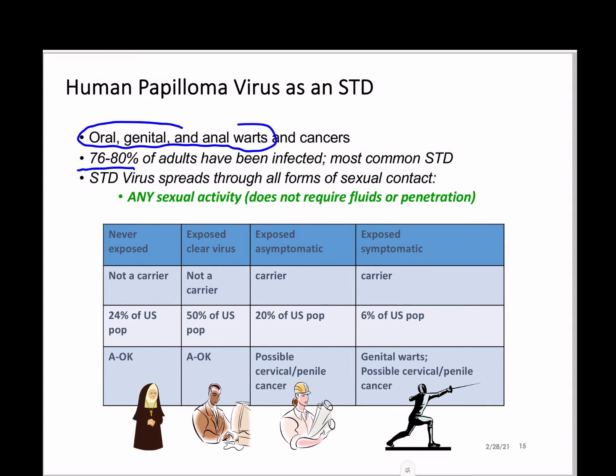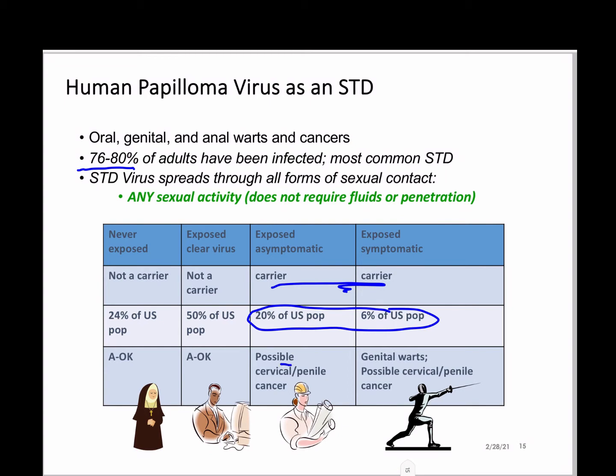So about 80% of adults have been infected, and about 26% of them have a latent or chronic infection. And any one of these people who has this chronic infection is going to be carrying DNA in their cells and is going to be able to pass it on to someone else. If you're a carrier and you have this long-term infection, you can develop various types of cancers.